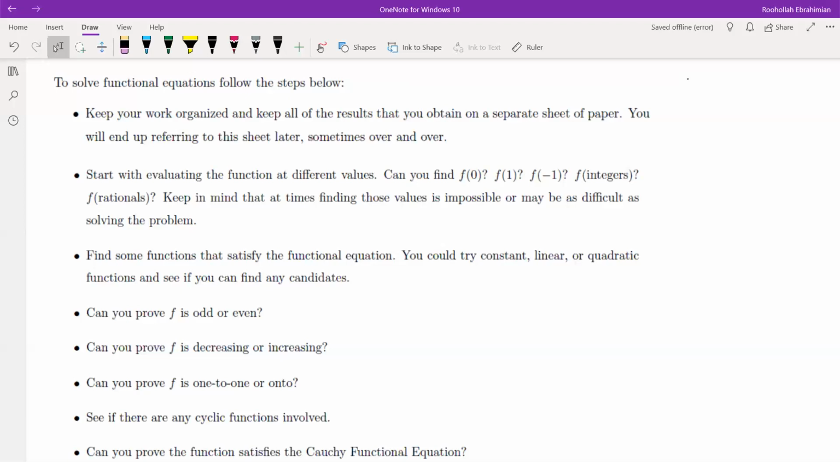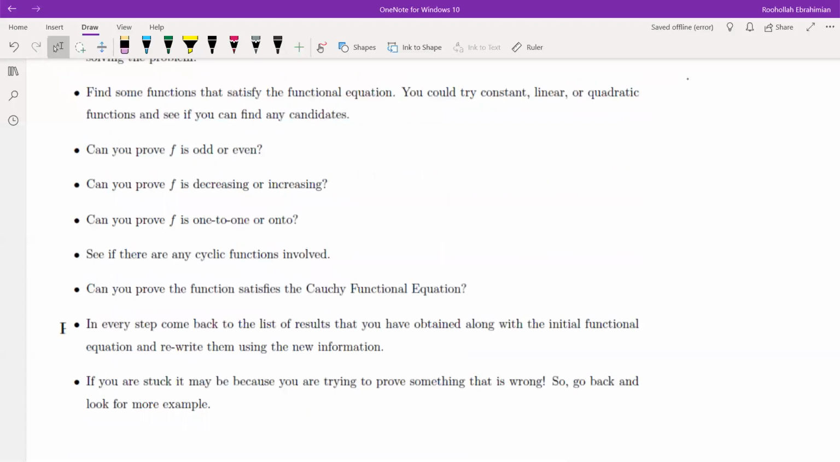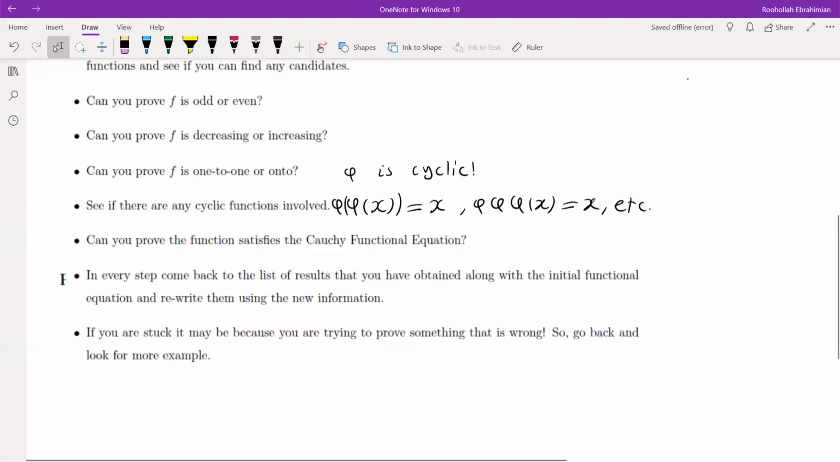Then try to see if you can find some properties of f. Is it odd? Is it even? Is it decreasing? Is it one-to-one? Is it onto? Are there any cyclic functions involved? We call a function cyclic if when you apply it twice you get x, or if you apply it 3 times you get x, etc. So if you have any of these sort of things, you say phi is cyclic. So can you prove that the function satisfies the functional equation?